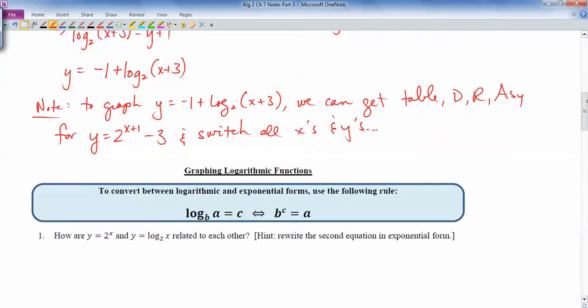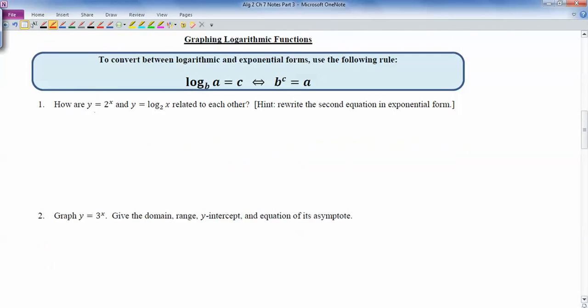the actual handout here. So how are 2 to the x and log base 2 of x related to each other? Well, let's take this one and rearrange it. If I rearrange it, the b is 2, the c is y, and the a is x.